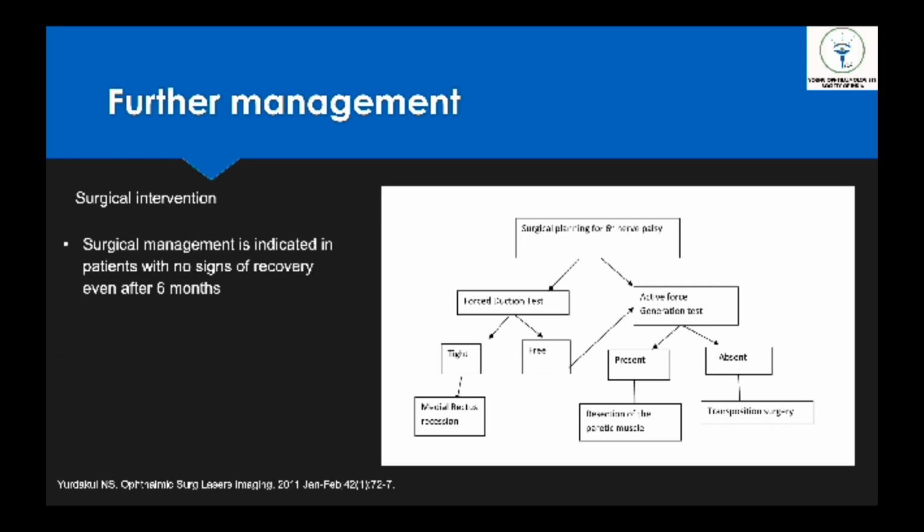The planning is done by doing a forced duction test first to rule out any contracture in the antagonist of the lateral rectus, that is medial rectus muscle. If the forced duction test is positive or is tight, then first one should plan for a medial rectus recession. However, if the forced duction test is free, then active force generation test should be done to look for the tug in the lateral rectus. If the tug in the lateral rectus is present, then one can plan the resection of the paretic muscle. However, if there is no tug, then transposition surgeries should be planned.